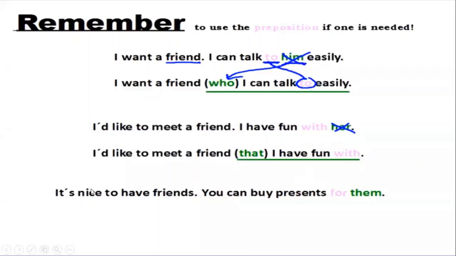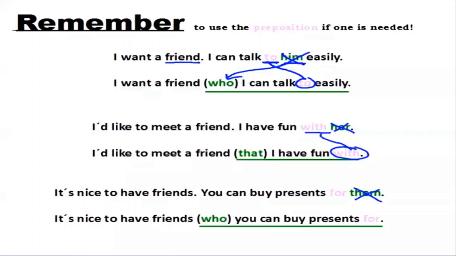Now, we have another example down here. And the last one is: nice to have friends. You can buy presents for them. Who can put these two sentences together? It's nice to have friends that you can buy presents for. That was very beautiful and excellent, miss. Great. It's nice to have friends who you can buy presents for. Good. Again, not "them," because "them" is already replaced by who, and who refers to friends.